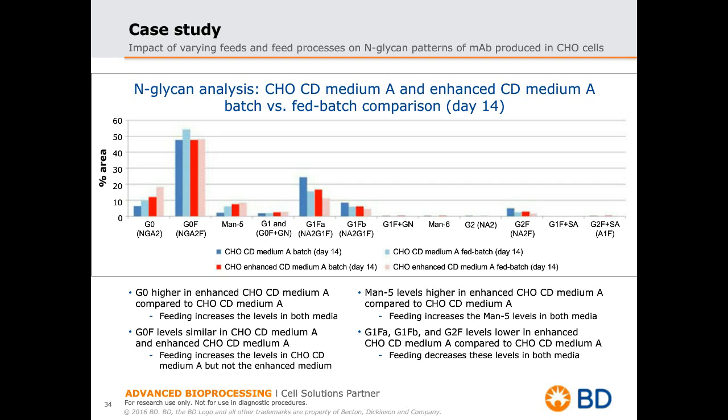There are also differences between the 2 media types. The levels of G0 and MAN5 are higher in the enhanced media compared to the non-enhanced media. Conversely, the levels of G1F and G2F are lower in the enhanced media compared to the non-enhanced media.